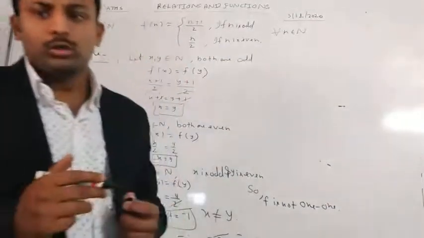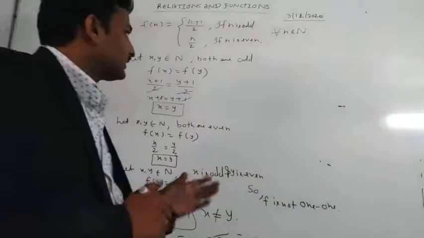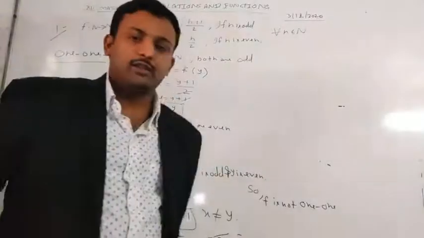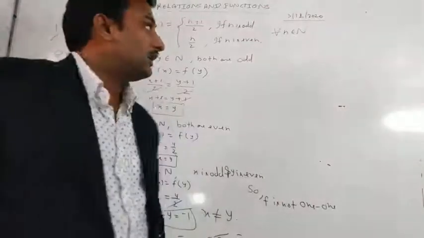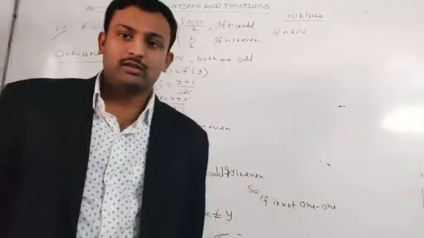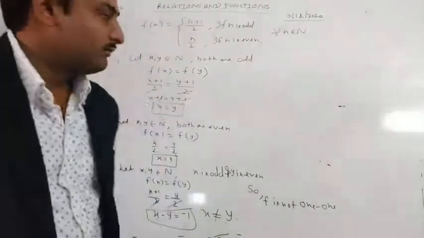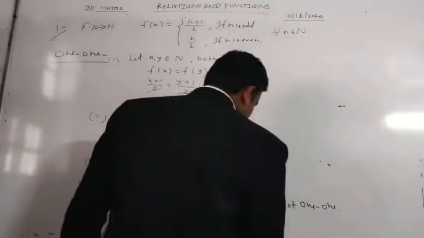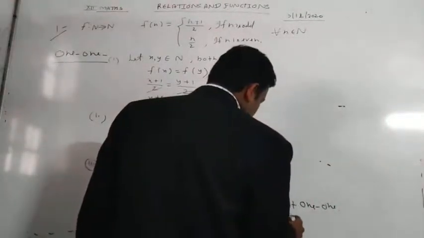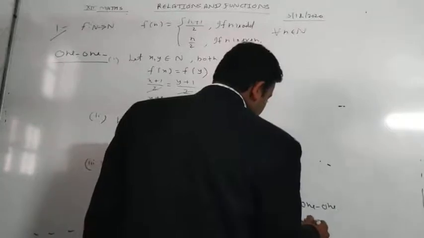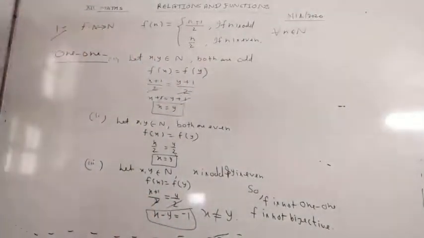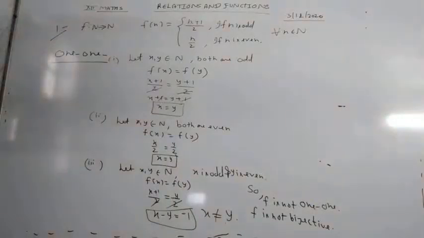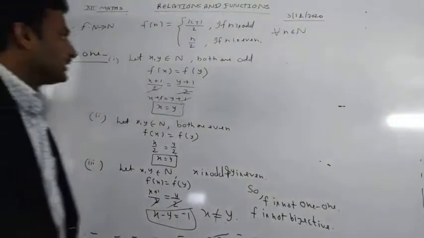So we have no need to check whether it is onto, because if the function is not one-one, on the basis of this we can say that our function will be not bijective. So we can say that the function is not a bijective function.